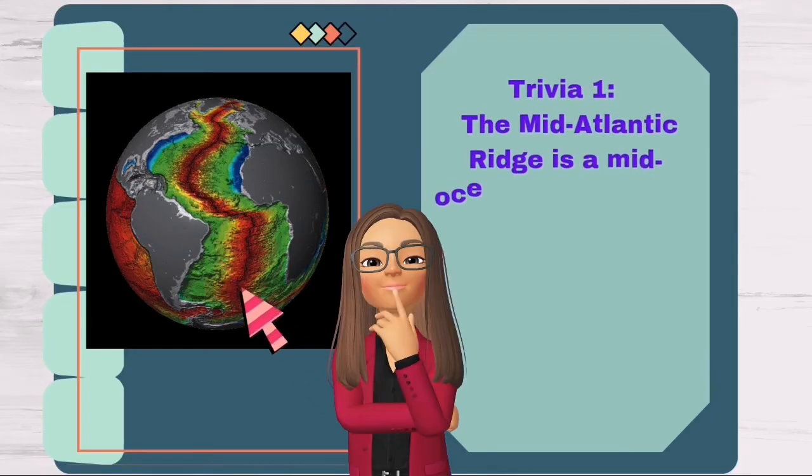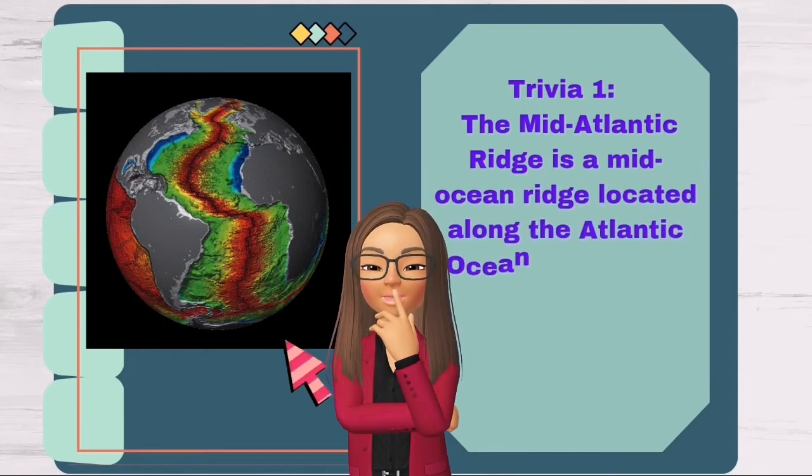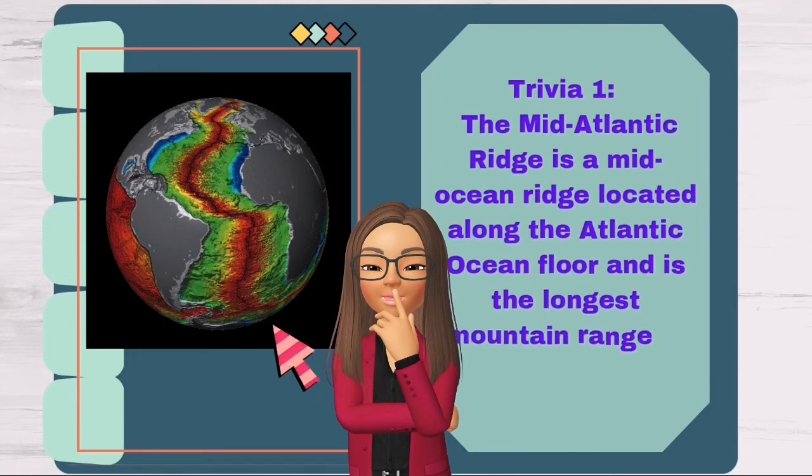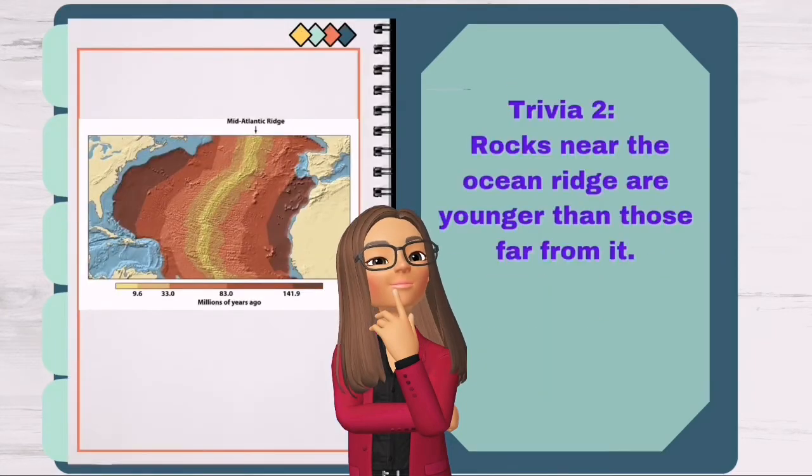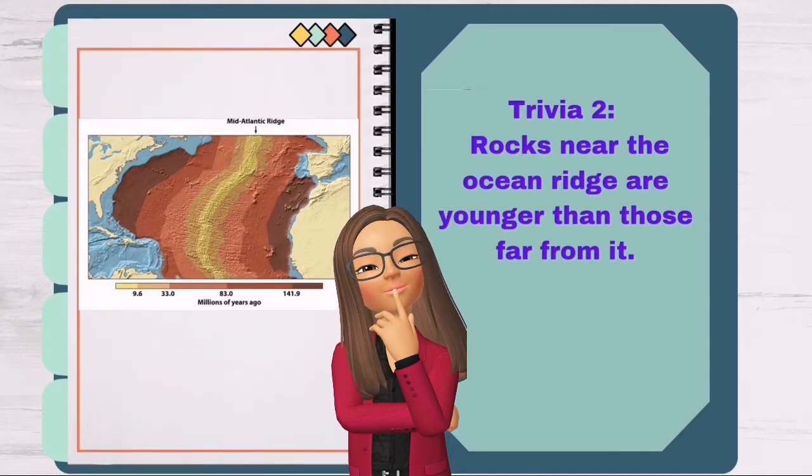Trivia 1. The Mid-Atlantic Ridge is a mid-ocean ridge located along the Atlantic Ocean floor and is the longest mountain range in the world. Trivia 2. Rocks near the ocean ridge are younger than those far from it.